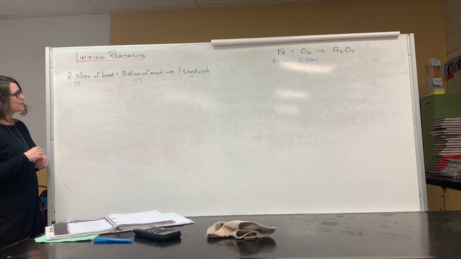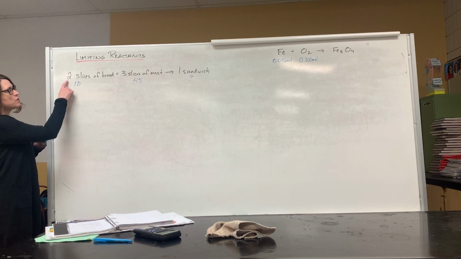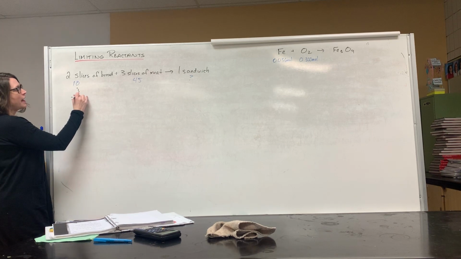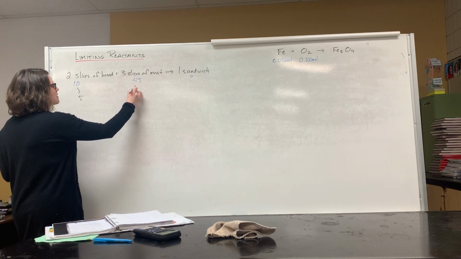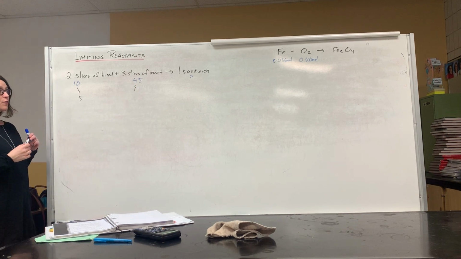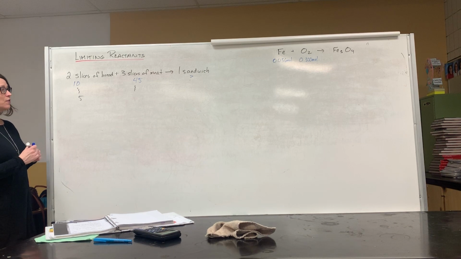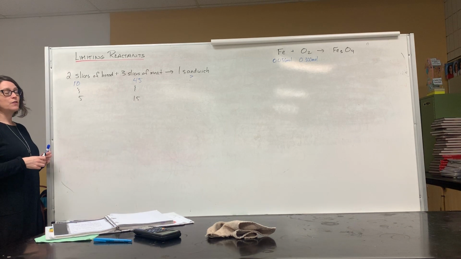Okay, so if you're back here, there's different ways to do this. How I would do it is I would say, okay, well if I only have 10 slices of bread and I need 2 per sandwich, that tells me that I can only make 5 sandwiches from here. Now, 45 slices of meat, you've got 3 slices of meat per sandwich. So if I go 45 divided by 3, I could make 15 sandwiches with 45 slices of meat.